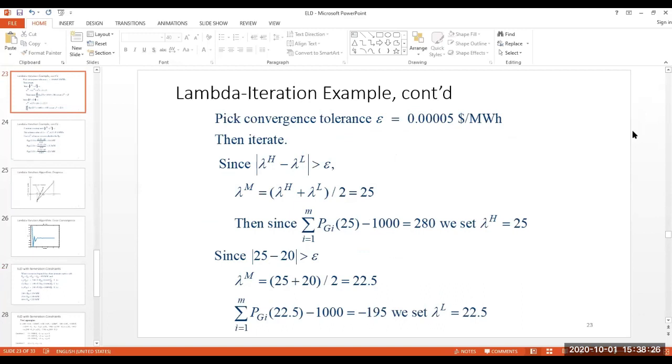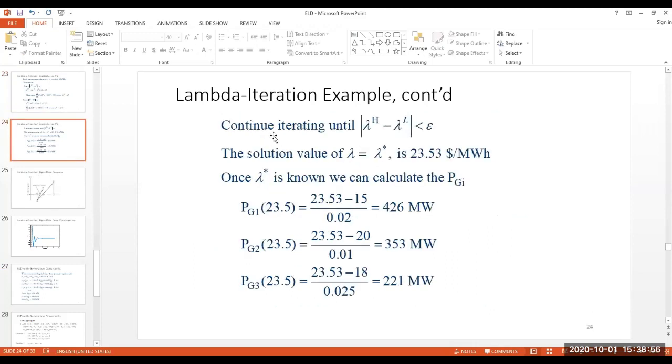So we were here. We calculate lambda M, so we have a new lambda M. We put it into the error expression, and you get negative, okay? So you have to update lambda L now. Lambda L was 20, so you update it to the lambda M value, 22.5. Lambda H still remains at the last iteration value, 25.